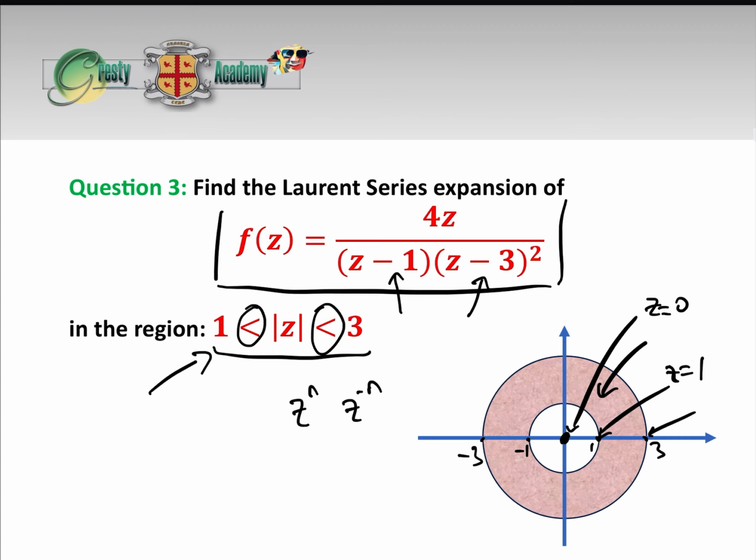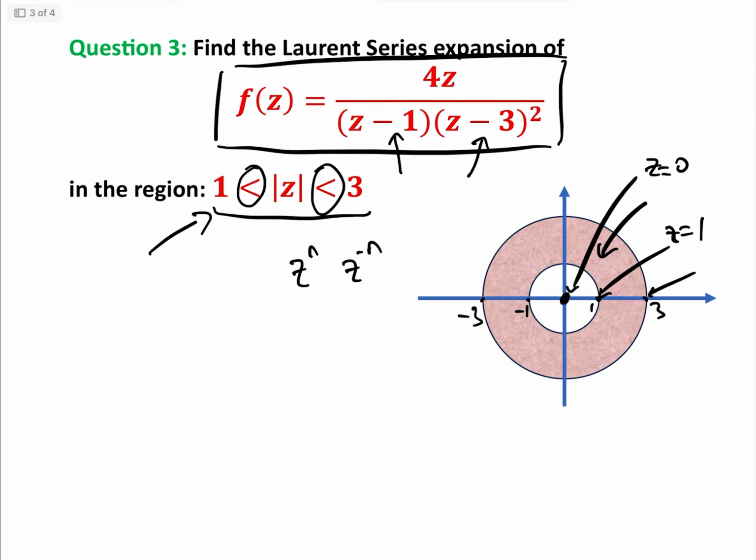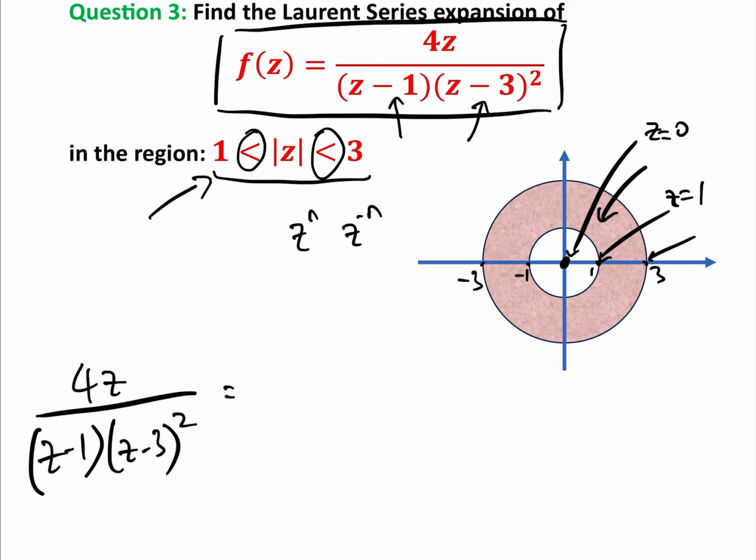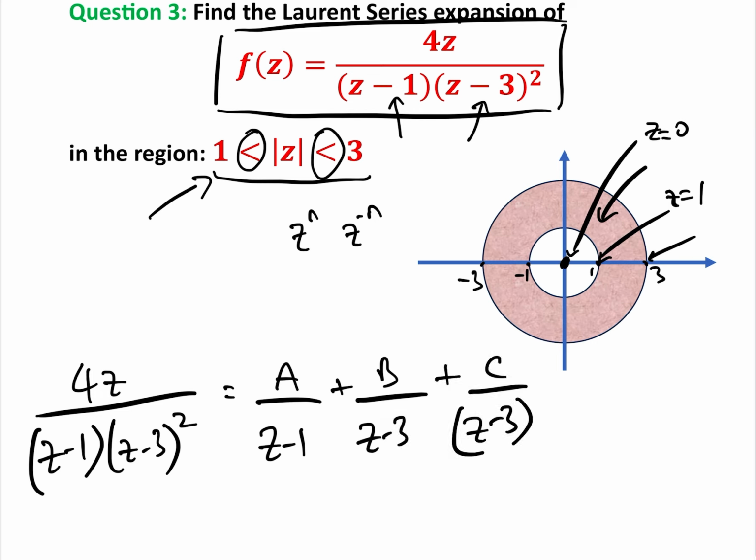n. Okay, now the first thing we've got to do here is split it into partial fractions. So let's go and do that. So we have 4z over z minus 1, z minus 3 squared equals a over z minus 1 add b over z minus 3 add c over z minus 3 squared. That's the standard way of doing partial fractions when you've got a square in there.